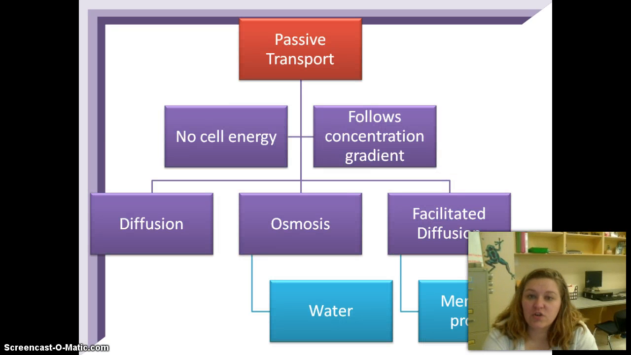So just to remind you, passive transport requires no energy. It goes from the top of the hill to the bottom, follows the concentration gradient. There are 3 types. The first type is diffusion. Second type is osmosis. It's the same thing as diffusion, but it's water. It only has its own name because it happens so often. And the third type is facilitated diffusion, which requires some sort of help because those molecules are really big.